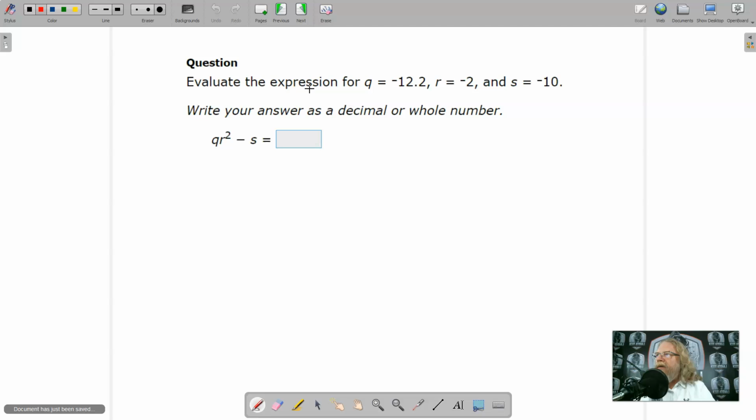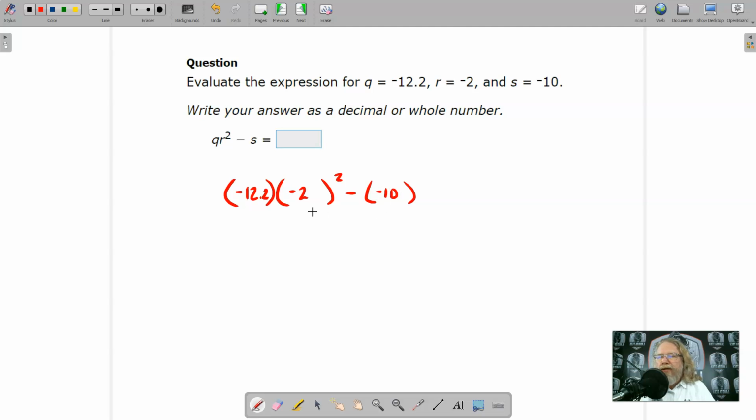Next question, evaluate the expression for Q equals negative 12.2, R equals negative 2, and S equals negative 10. So let's rewrite our problem using parentheses. Kind of see how the parentheses help us keep everything squared away. Don't want to forget that square there, just as I say squared away, how ironic. So let's plug in our values. Q is negative 12.2. R is negative 2. And S is negative 10.